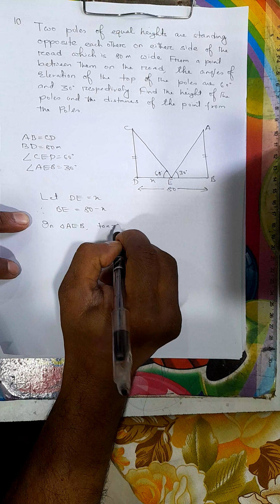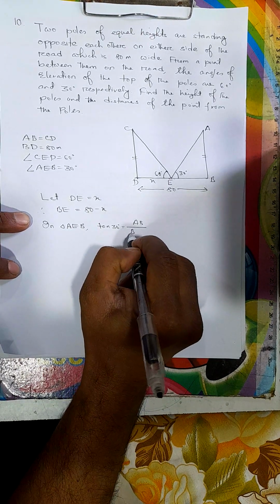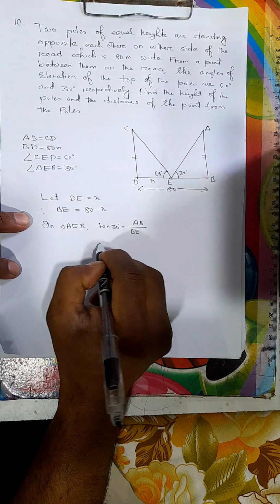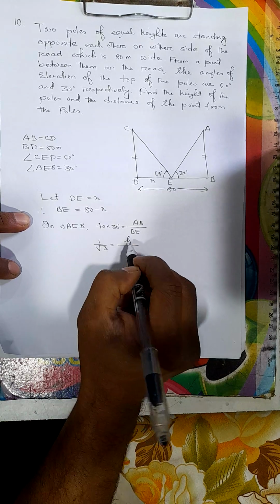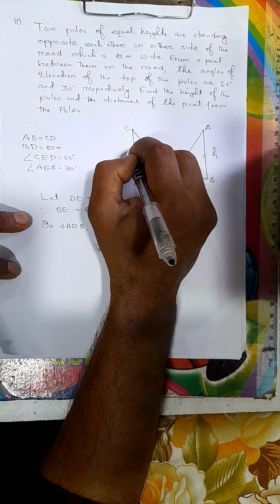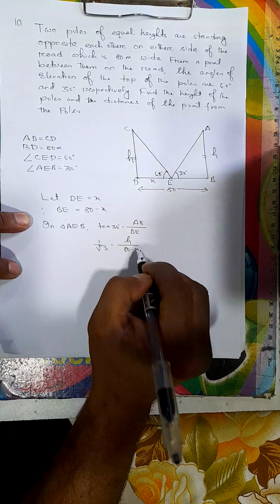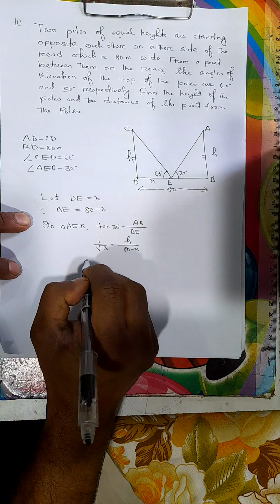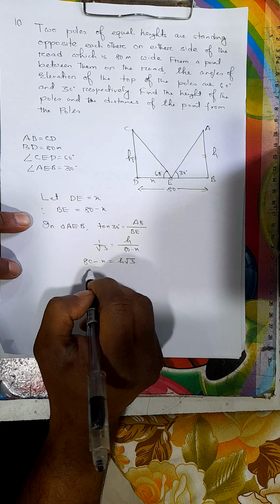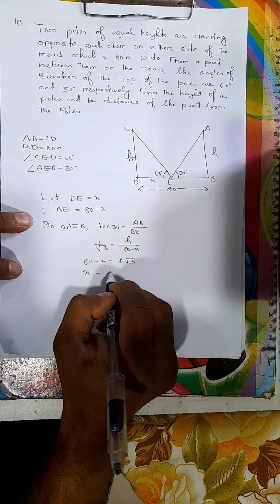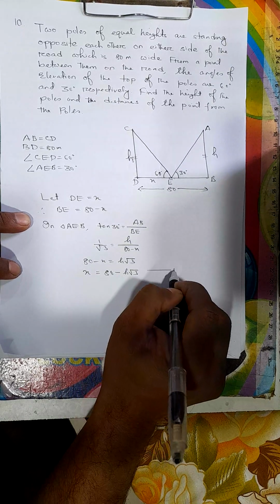Use tan 30 degree here. Tan 30 degree means opposite by adjacent, BE. So tan 30 degree, remember it is 1 by square root of 3. AB is suppose H. This is H, suppose. Same thing, H. And BE equal to 80 minus X. So you can write it as 80 minus X equal to H root 3. Or you can say X equal to 80 minus H root 3. This is suppose equation 1.